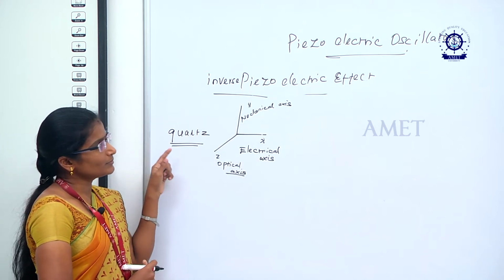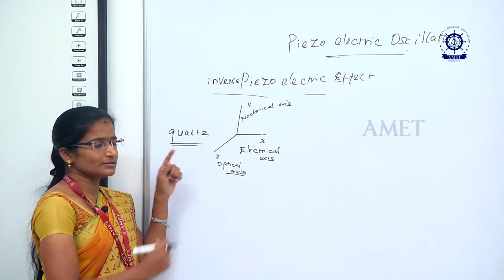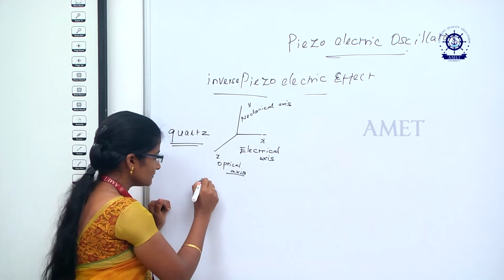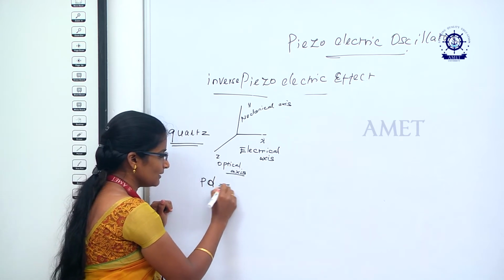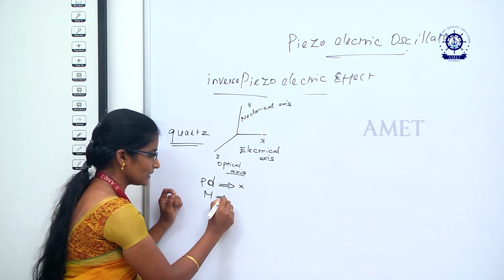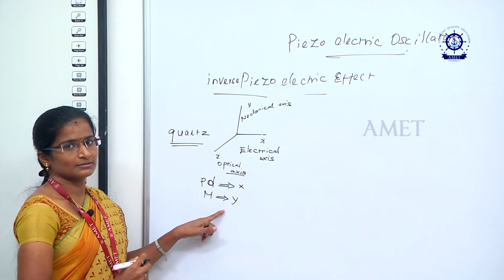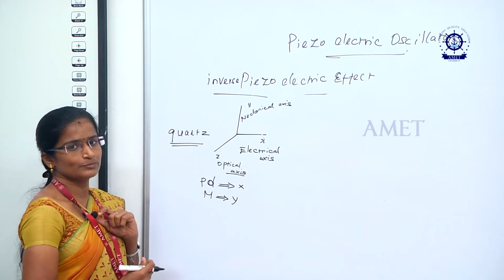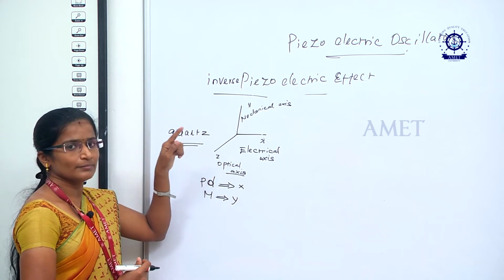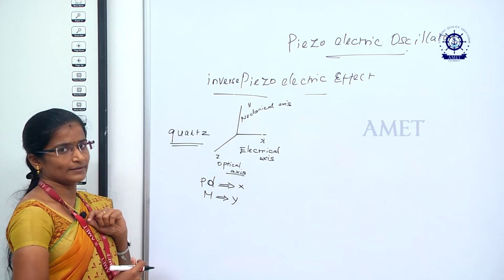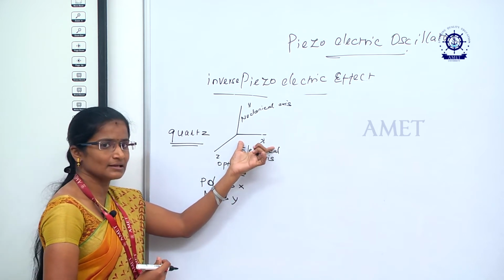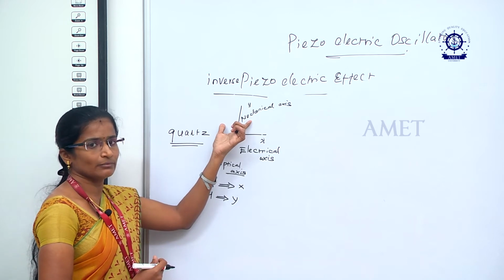What is meant by the inverse piezoelectric effect? It is quite opposite to the piezoelectric effect. We apply a potential difference at the X axis, so mechanical vibration or mechanical strain is produced at the Y axis. This is the principle of the inverse piezoelectric effect. The piezoelectric oscillator works based on the inverse piezoelectric effect. We apply a potential difference on the X axis, and mechanical strain is produced on the Y axis.